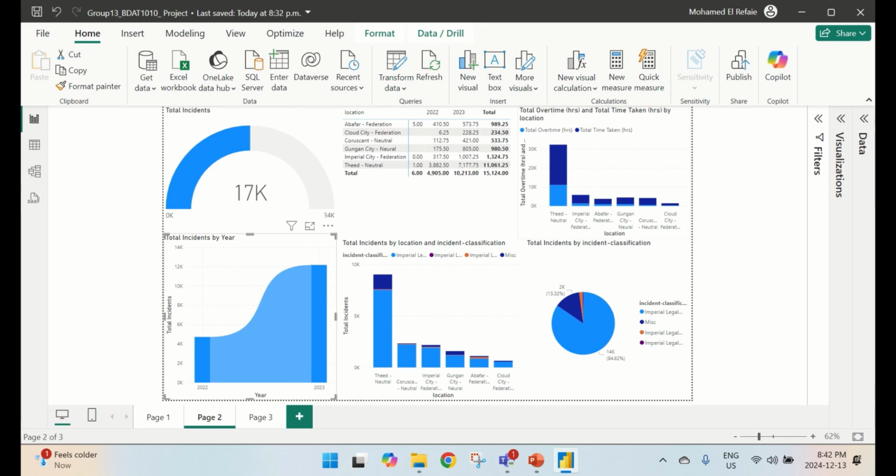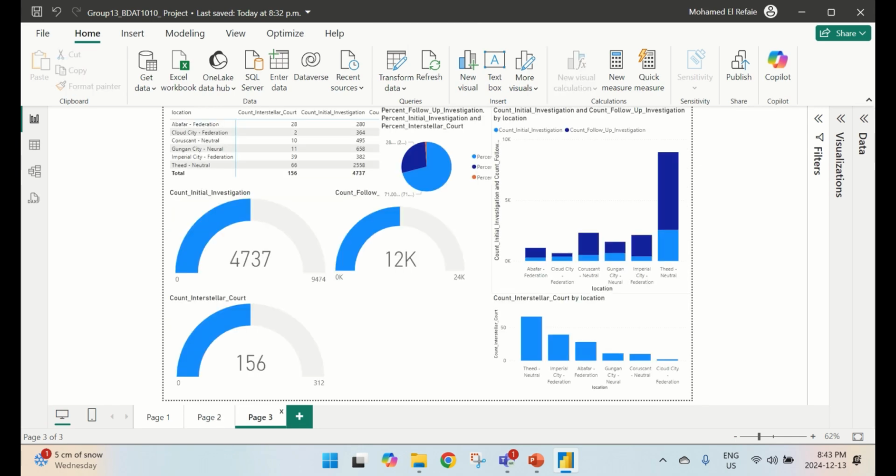So this is the total overtime, and this is the total incidents by location and incident classification. This is the total time, and this is the total overtime. So for the total incidents by classification, we can see here that Imperial Legal is the dominant classification at 84.62% with more than 14,000 incidents, and the miscellaneous is 13.32%, and the other Imperial Legals are very minor to count.